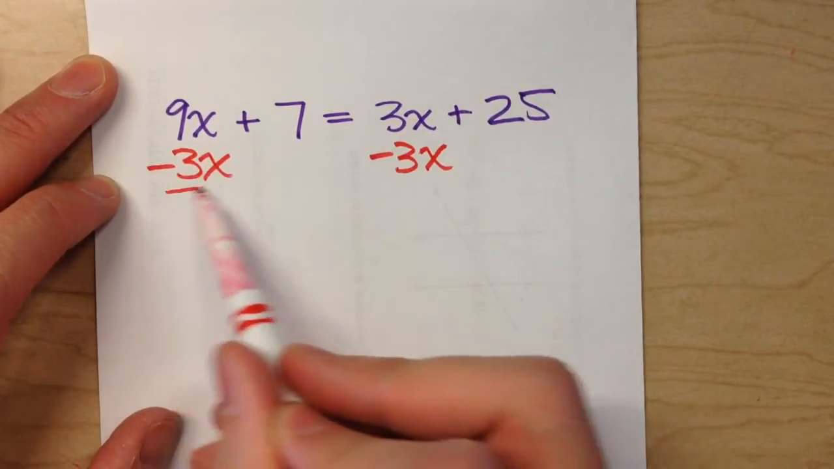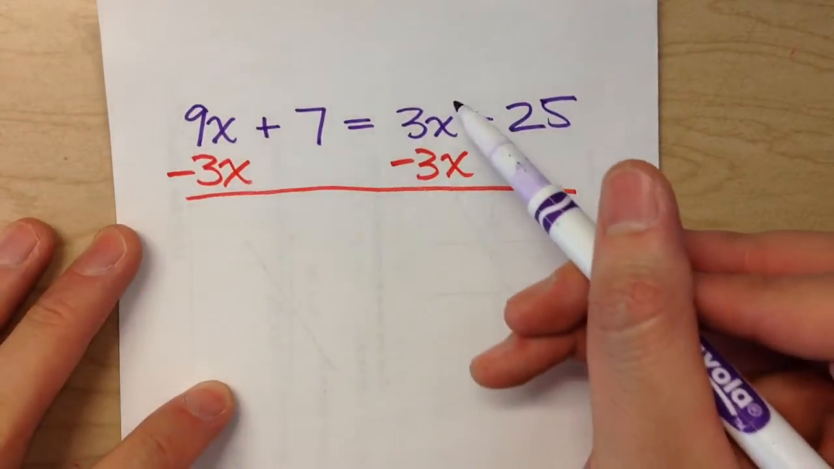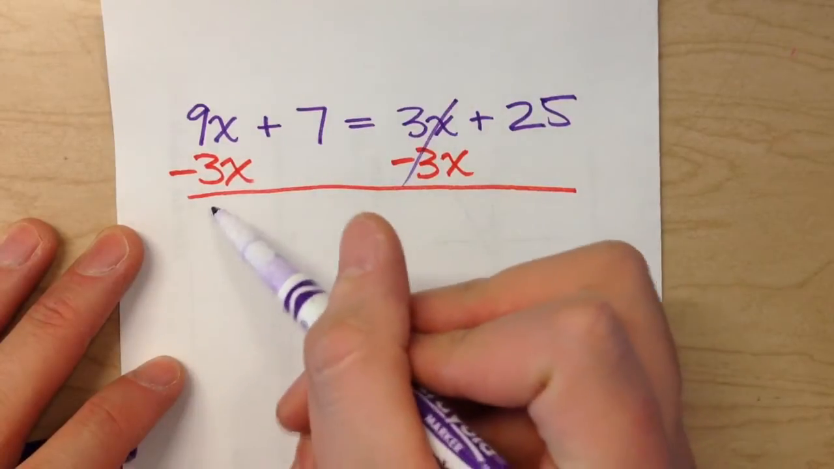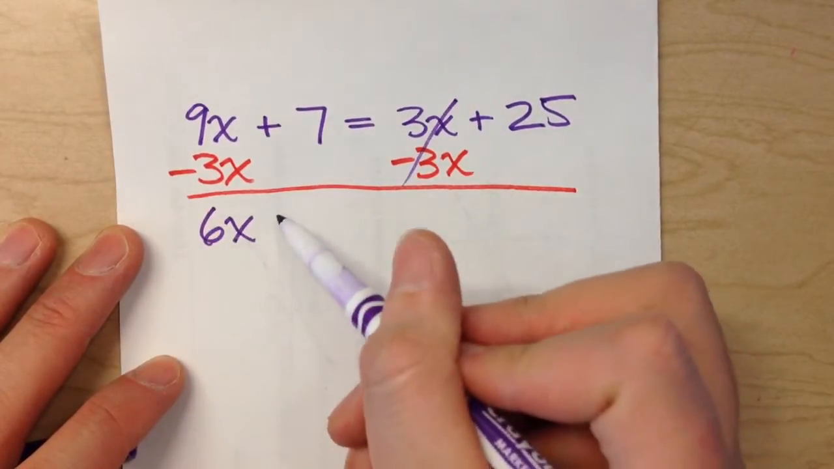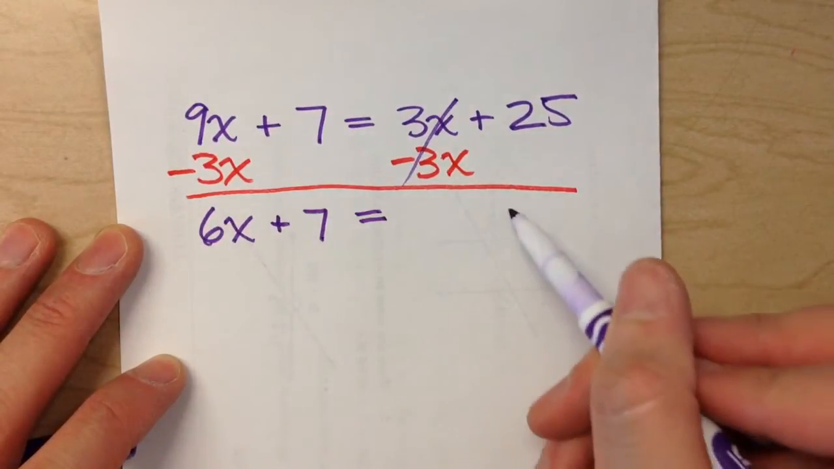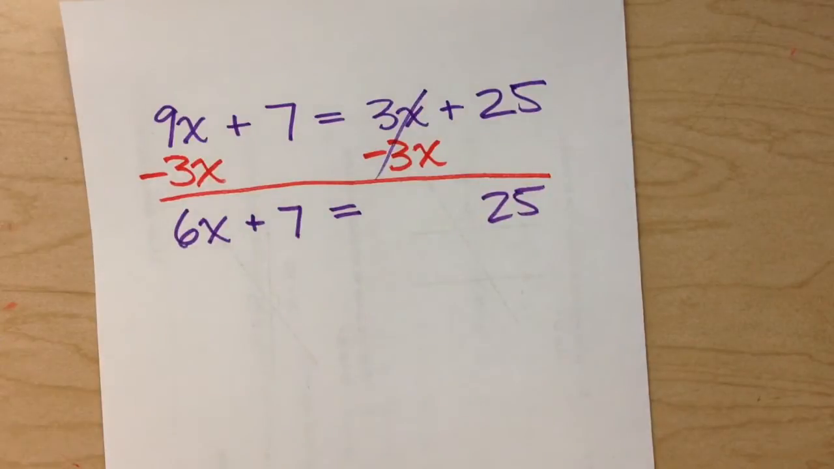So subtract 3x off that side. Now, these 3 x's all undo each other because we just got rid of them. But 9 x's take away 3 x's leaves me with 6 x's. The plus 7 drops down, the equals drops down, and the 25 drops down. Now we have an equation we know how to solve because we've been solving those since last week.